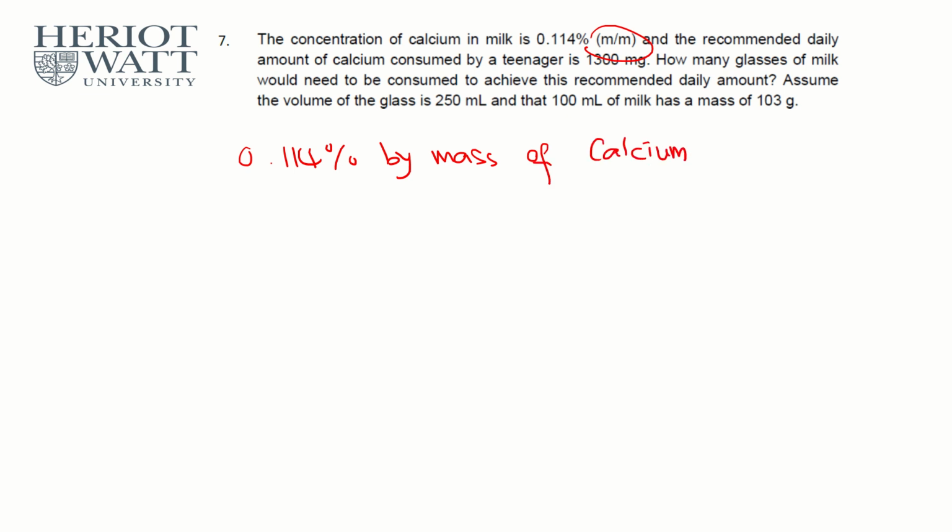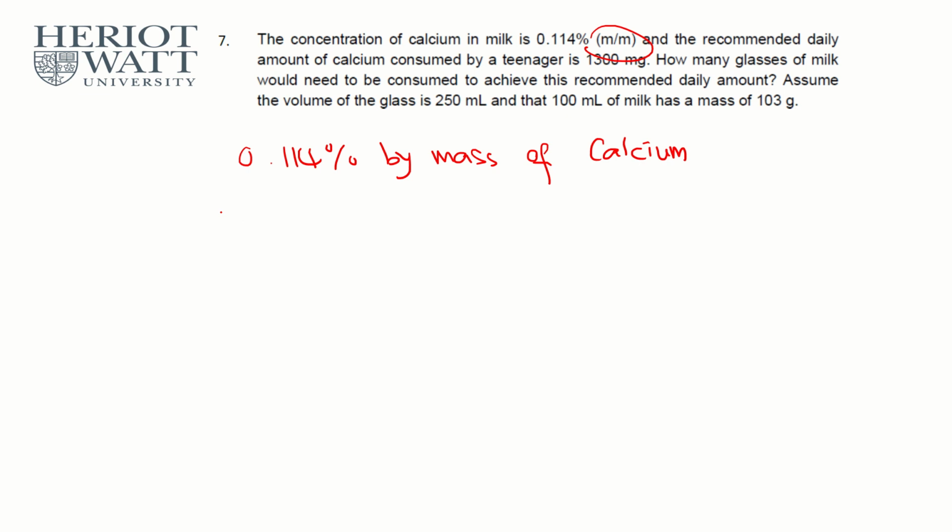So in the total mass of the milk, for example, the milk having 100 grams, 0.114 grams is actually from the mass of calcium. Okay, the rest are actually water or other components inside, or other minerals, or other vitamins. All right, so if you have 100 grams of milk, you should have 0.114 grams of calcium. So that is what it means by mass/mass, percentage by mass.